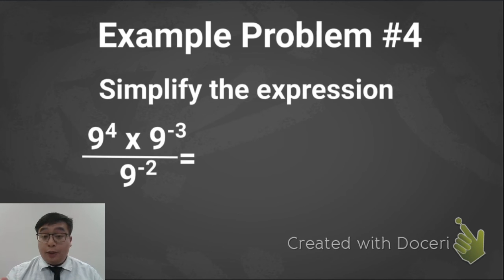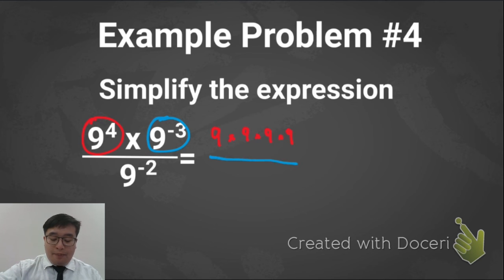So let's tackle this one term at a time. 9 to the 4th, I know that's going to be 4 of these 9's. Now let's talk about 9 to the negative 3rd. Since these are located on top, I'm going to flip its position and move those 3 9's to the bottom. And then finally 9 to the negative 2nd. Since these are already located on the bottom, I'm going to flip them to the top. So these are going to go up here.